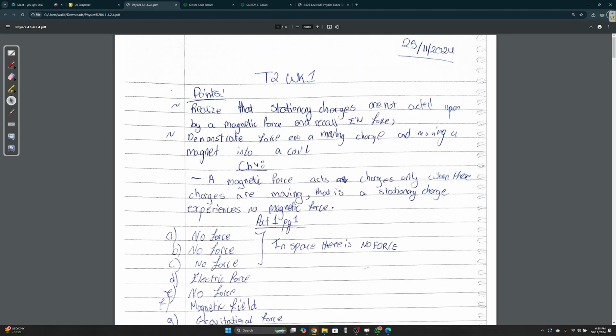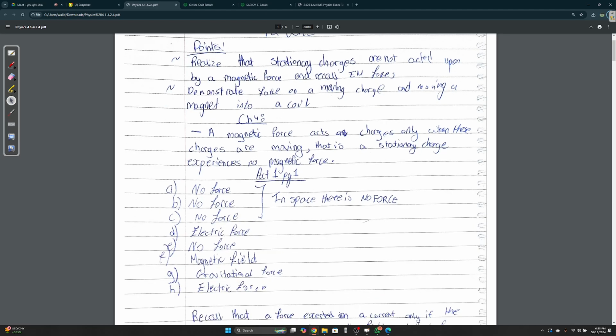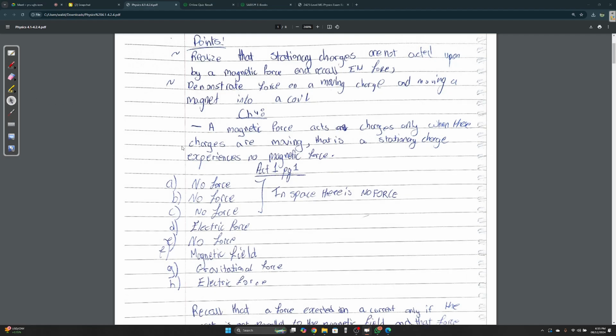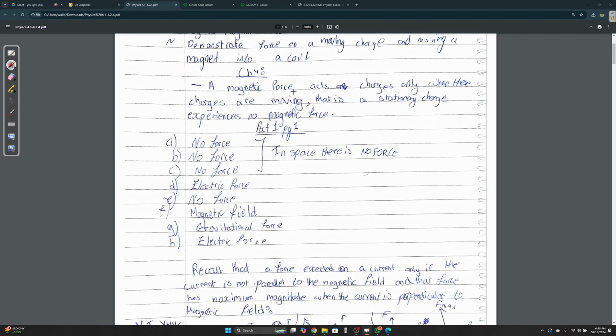Okay, chapter 4, it's about changes in flux. We start with a magnetic force acts on charges only when they are moving, that is a stationary charge experiences no magnetic force. There will always be a force on anything, okay? But we're saying that there will be a magnetic force on any object that has motion. But if it's stationary, if it doesn't move, it doesn't experience a magnetic force.